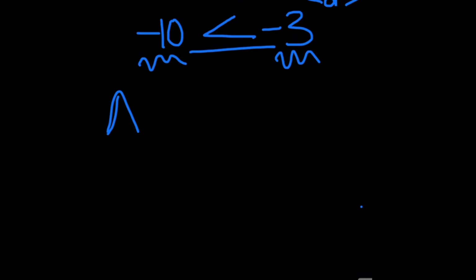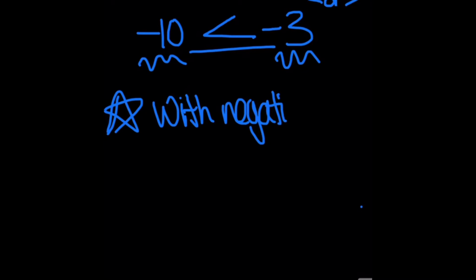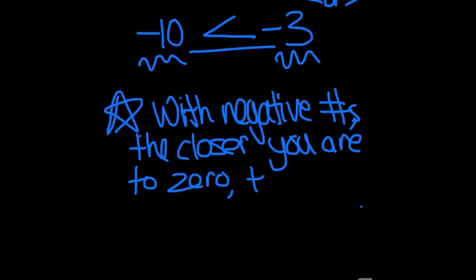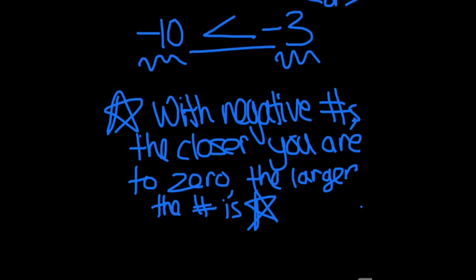So this is a note: with negative numbers, the closer you are to 0, the larger the number, or the value, is. This is the main takeaway again.